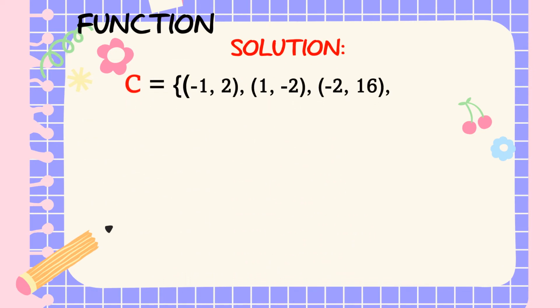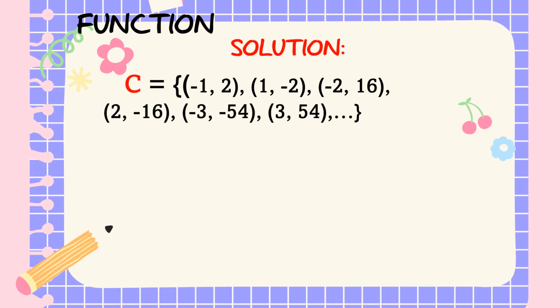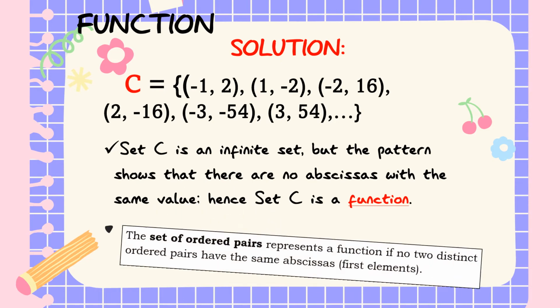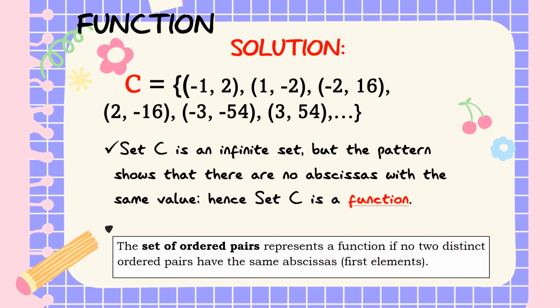Let's see if set C is a function or not. What are your guesses? So set C is an infinite set, but the pattern shows that there are no abscissas with the same value. Hence, set C is a function. Very good, students. So we must put in mind that the set of ordered pairs represent a function if no two distinct ordered pairs have the same abscissas or first element.